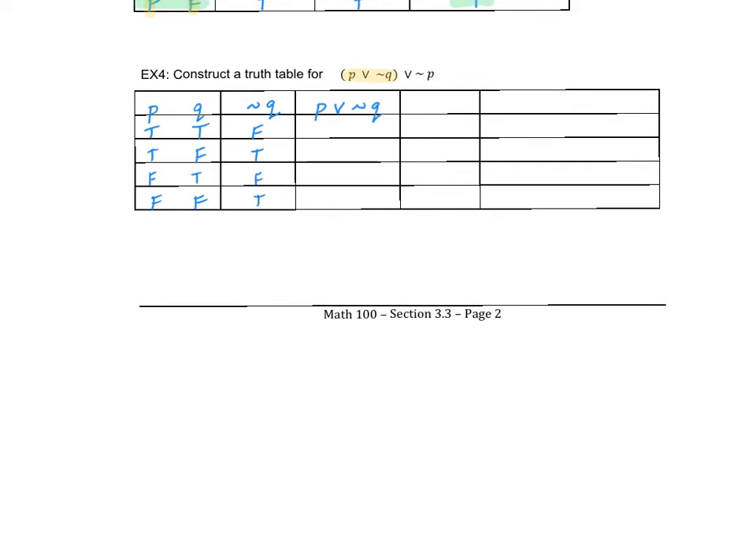Now my or, P or not Q, I'm looking at the first column with P, third with not Q. Since it's an or, and it might be easier to see if I highlight this, true, true, or true, false, in an or is true. True, true is true. False, false is false. False, true is true. So this becomes true, true, false, true.